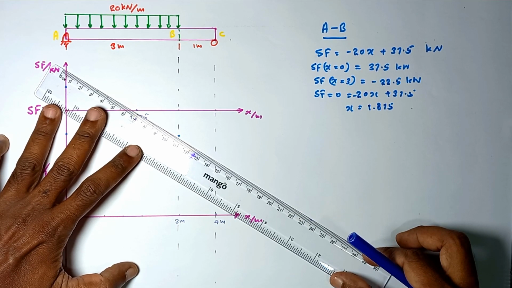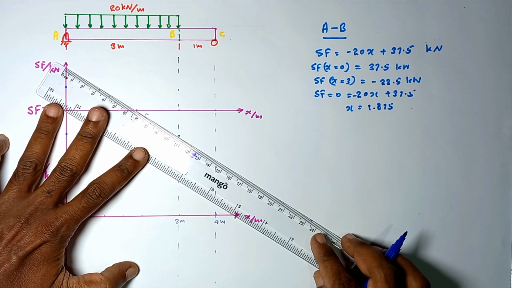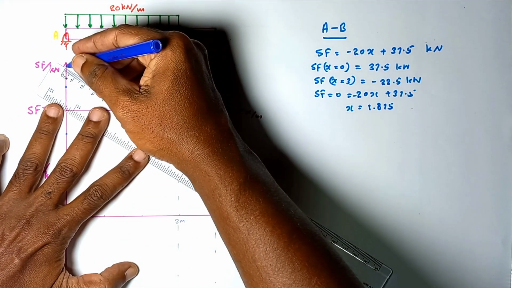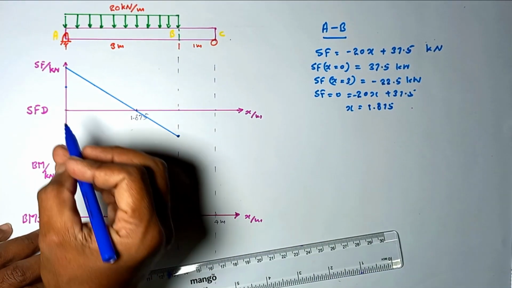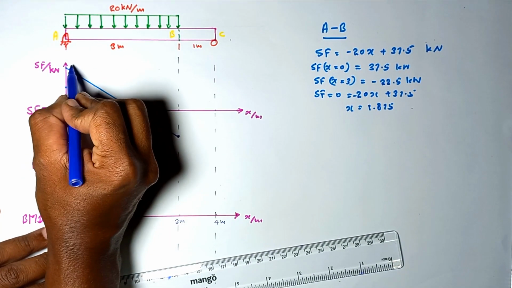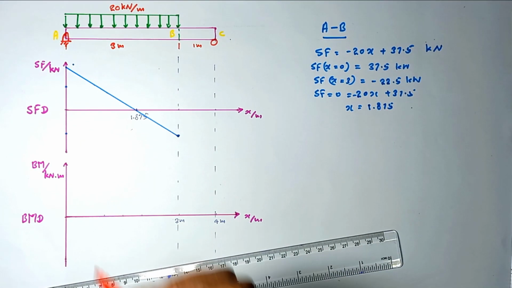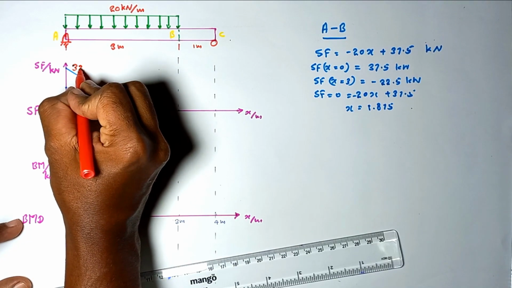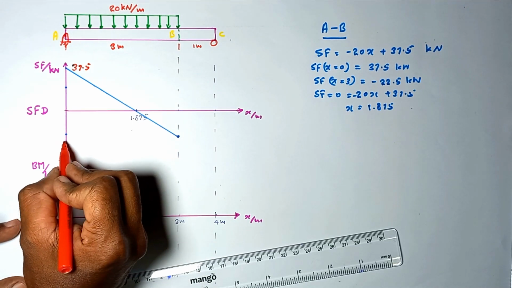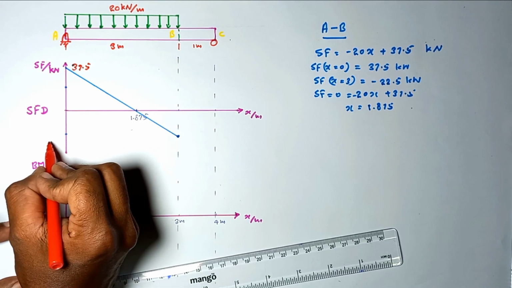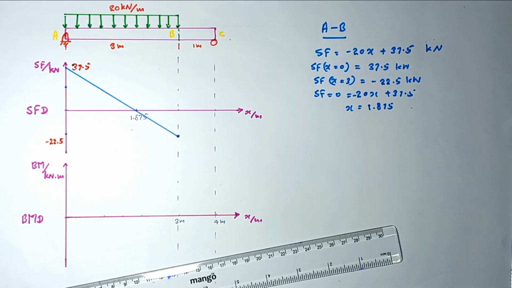We have to give rough proportion for this. This value is equal, yeah, 37.5 kilonewton. This value is equal minus 22.5 kilonewton. Okay.